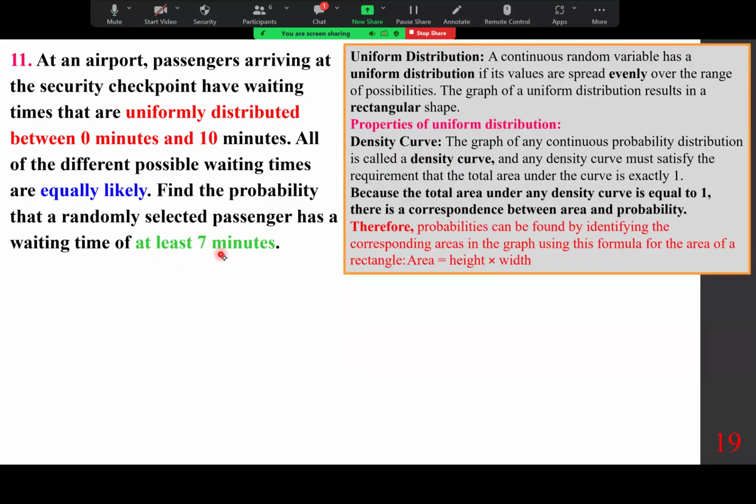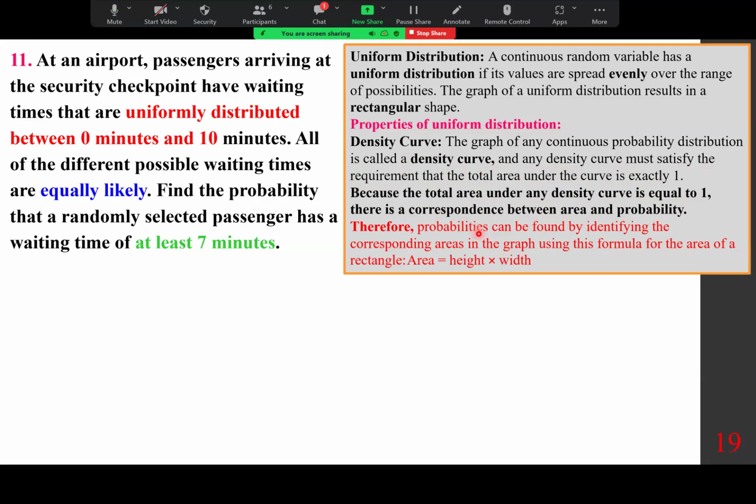All right, let's define a couple of things. Uniform distribution is a continuous random variable. A continuous random variable has a uniform distribution if its values are spread evenly over the range of possibilities. The graph of a uniform distribution results in a rectangular shape. Properties of uniform distribution: density curve. The graph of any continuous probability distribution is called a density curve, and any density curve must satisfy the requirement that the total area under the curve is exactly 1, because the total probability is 1. Because the total area under the density curve is equal to 1, there's a correspondence between area and probability.